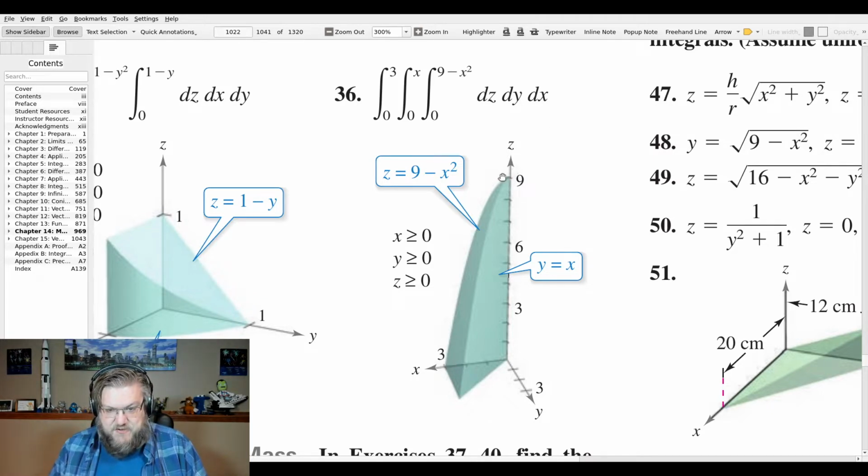And it looks like we have the surface z equals 9 minus x squared. We have the plane y equals x. We have the first octant because it's x, y, and z greater than or equal to 0. And then they've given us this triple integral. So the integral from 0 to 3, of the integral from 0 to x, and then of the integral from 0 to 9 minus x squared. And they've given us dz, dy, dx.